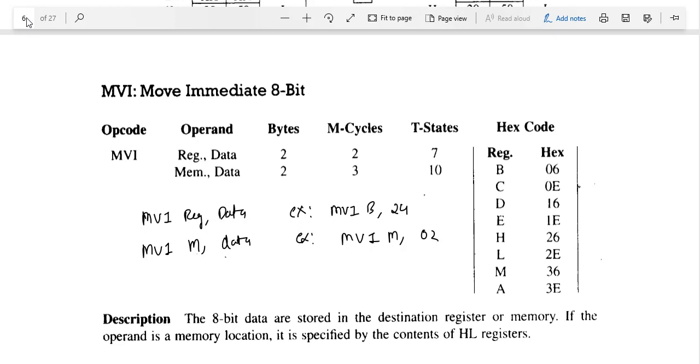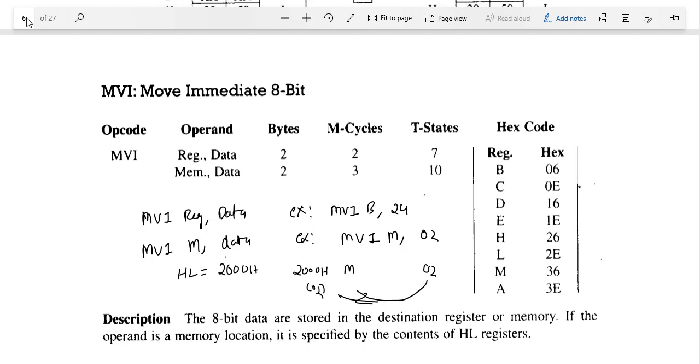Here M means whenever you find such an instruction, MVI M comma 02, its address will always be in the HL register pair. For example, if HL has address 2000H, it means M has address 2000H, which is indirectly specified as part of the instruction. Then the data 02 is moved to this location.